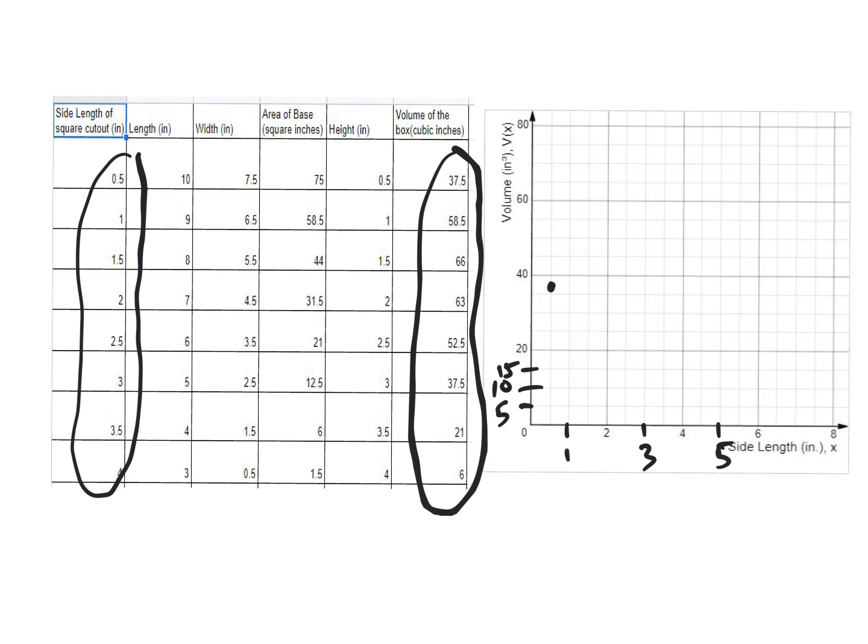1, 58.5, so 45, 50, 58.5 is going to be about right here. 1.5, 66 is going to be about right here. 263 is going to be about right here. 2.5, 52.5. 3, 37.5. 3.5, 21. And 4, 6.